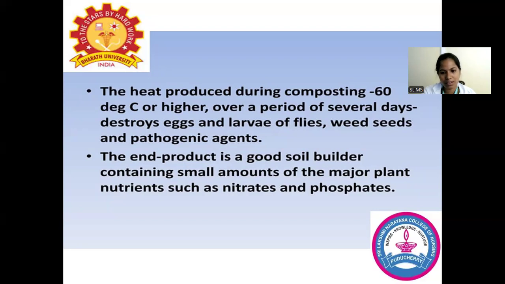The end product is a good soil builder containing small amounts of the major plant nutrients such as nitrates and phosphates. So the end product is the plant nutrients, that is, it includes nitrates and phosphates. The end product could also be used for other purposes, that is manure.